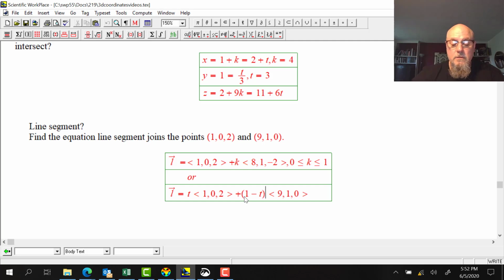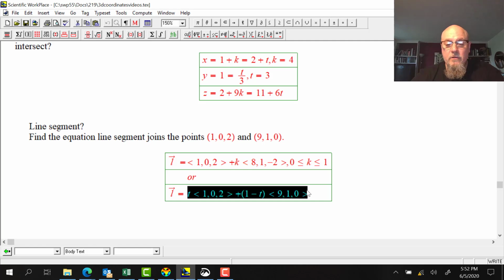It's still a one-dimensional object because there's only one parameter t. If I made t a half, that'd be half of that vector plus half of that vector. If I made t 0.8, 80% of this one, it would be closer to the point 1, 0, 2. If I simplified this, it would simplify into the same line. They're both the same line. Anyway, line segment.